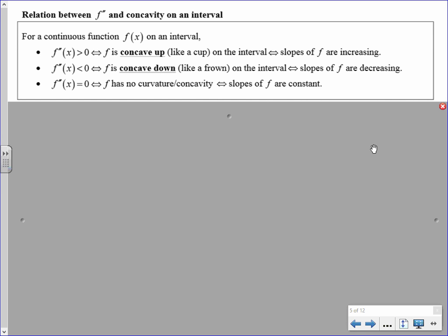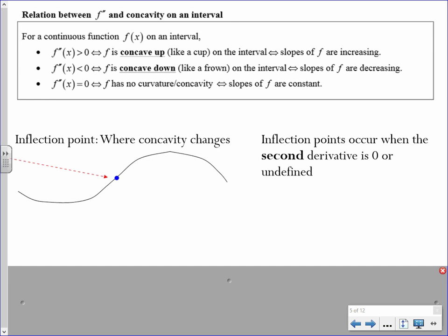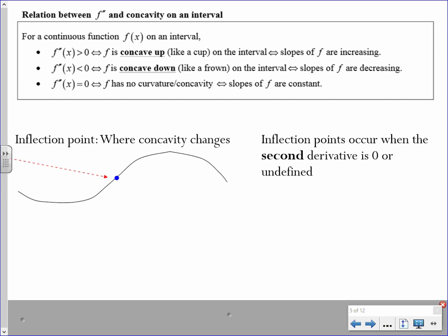Now, our graphs will not always remain concave up or just concave down. It is possible for our graphs to switch concavity. When we talked about our function switching, increasing to decreasing and vice versa, those were minimums and maximums. Where our function switches concavity, those are called inflection points. And much like minimums and maximums, inflection points could occur when the second derivative is 0 or undefined.